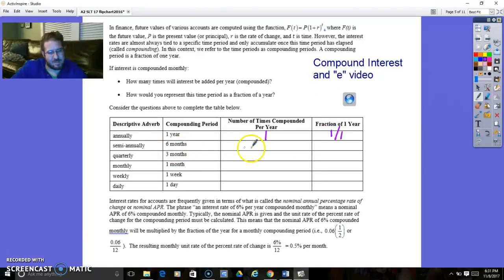If you are compounding every 6 months, that means you're compounding twice a year. Every 3 months would be 4 times a year. 1 month would be 12 times a year. Every week would be 52 times a year. And 1 day would be 365 times.